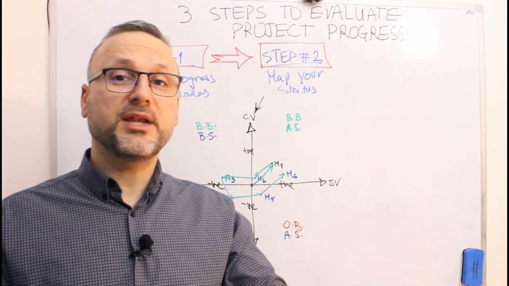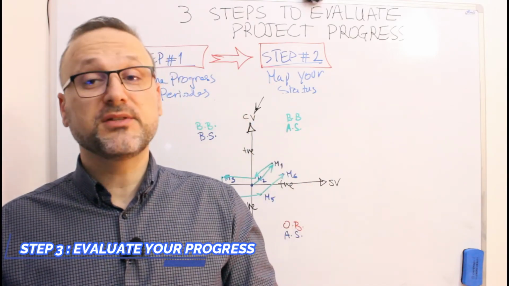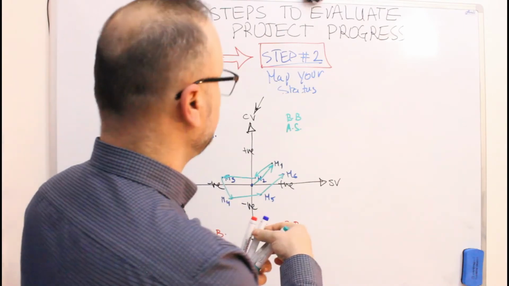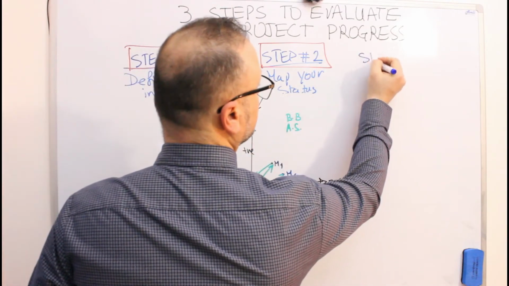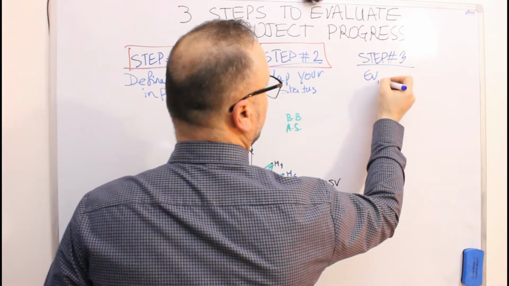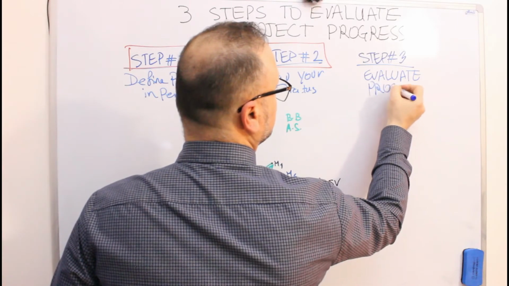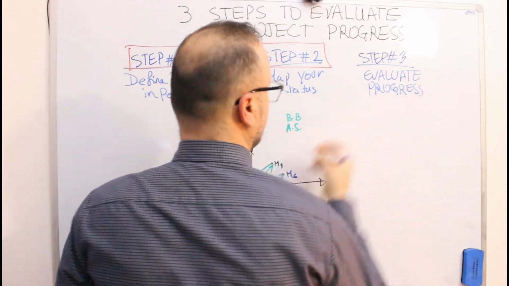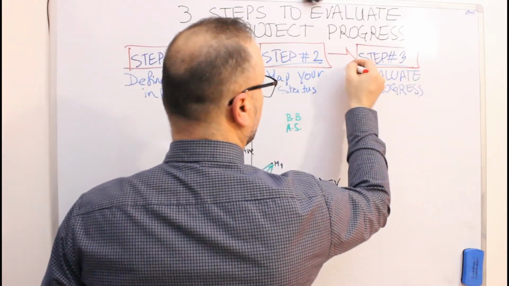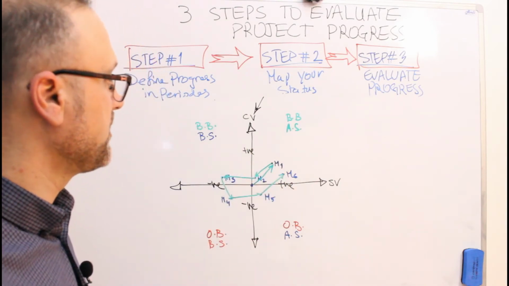Okay, now we reach step number 3 of your project evaluation. This is evaluating the progress. Step number 3: evaluate progress. Evaluate progress means simply that you need to evaluate your results.